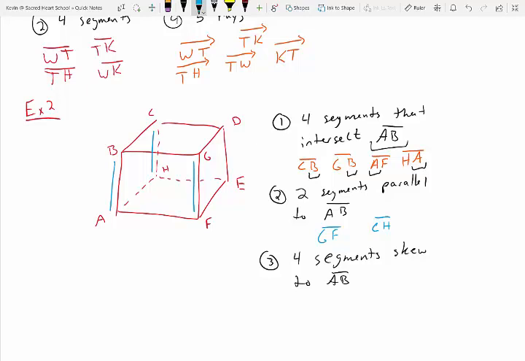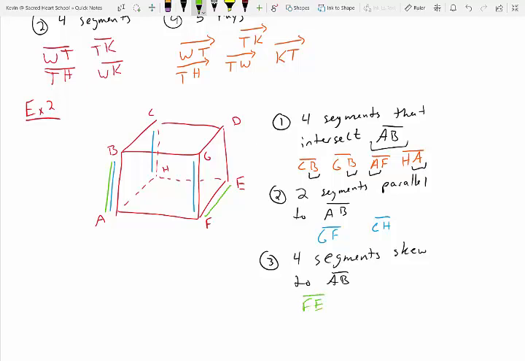DE looks like it could be parallel, but it's not on the same plane, so we can't count that as a parallel line. In part 3, 4 segments skew to AB. So to be skew, we need to be on different planes, not parallel and not intersecting. So AB again is that side one. Skew would be something like FE.